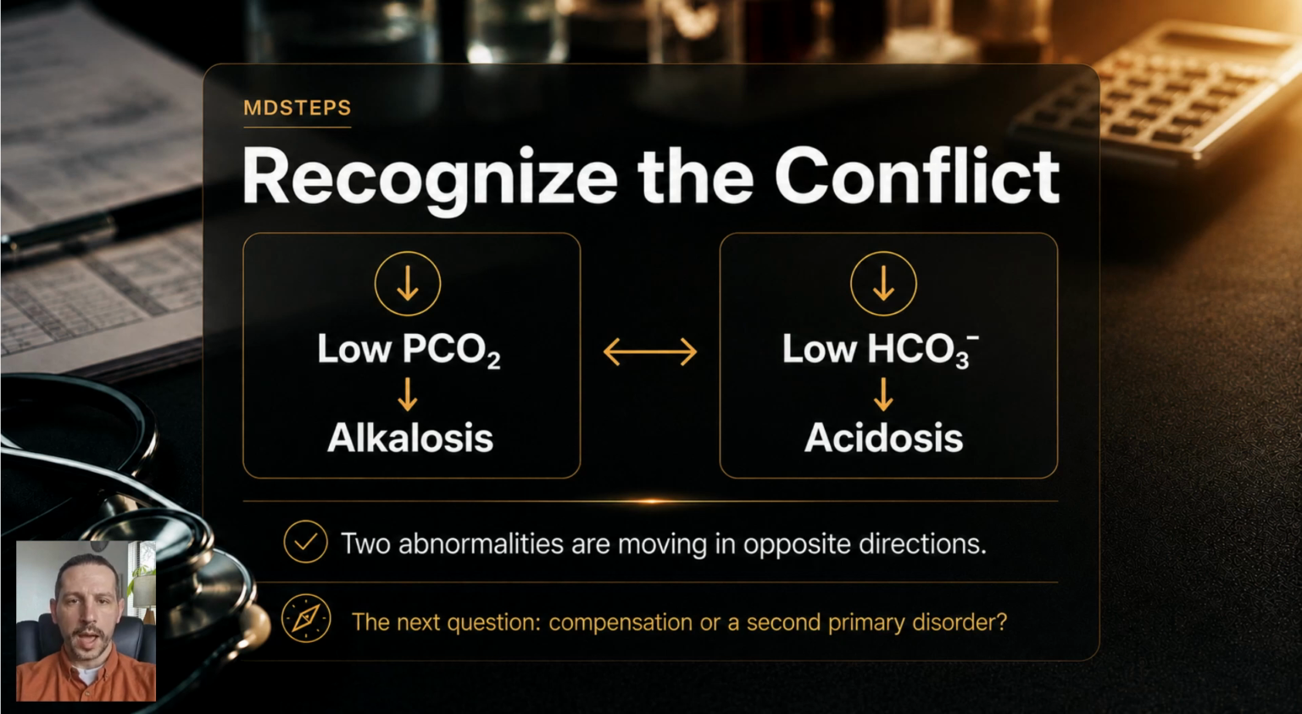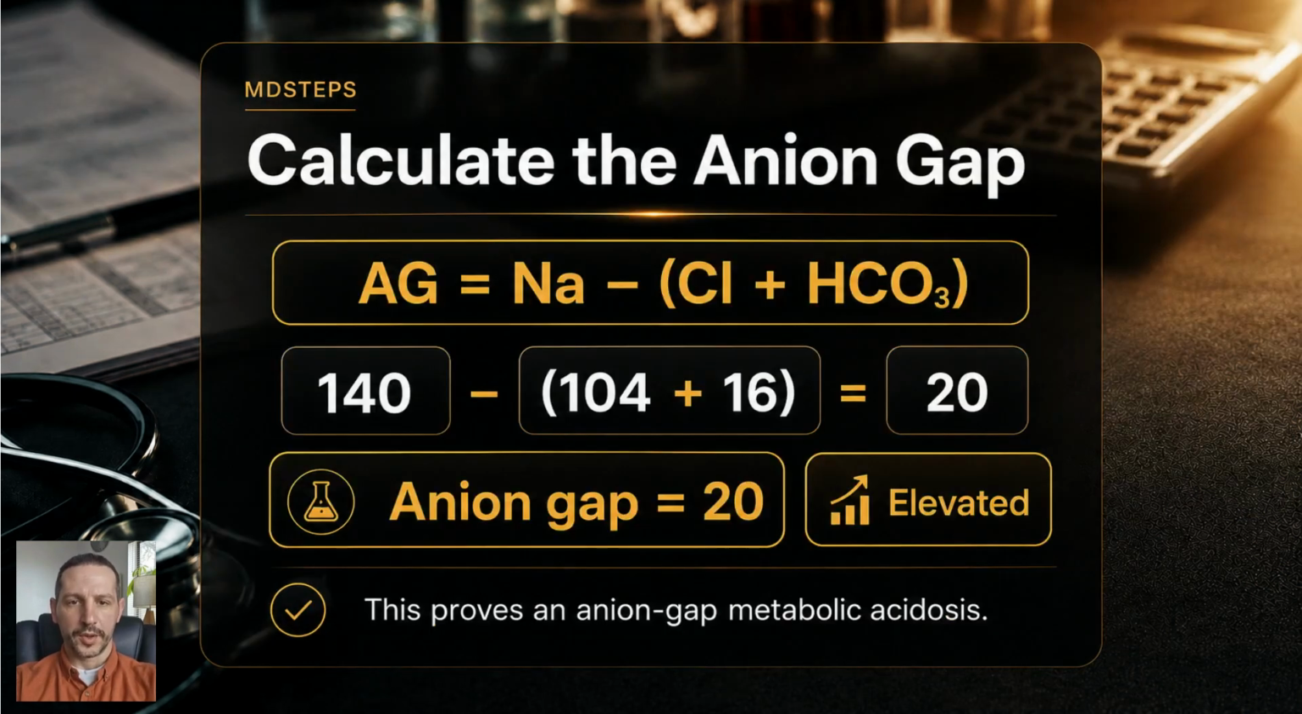So now we have two abnormalities moving in opposite directions. The low carbon dioxide is producing alkalosis. The low bicarbonate is producing acidosis. The next question is whether the bicarbonate is merely compensating for the respiratory alkalosis or whether it represents a separate primary metabolic acidosis. To answer that, calculate the anion gap.